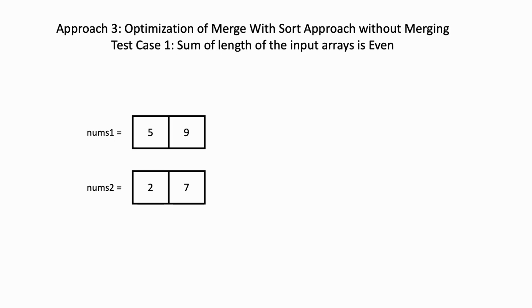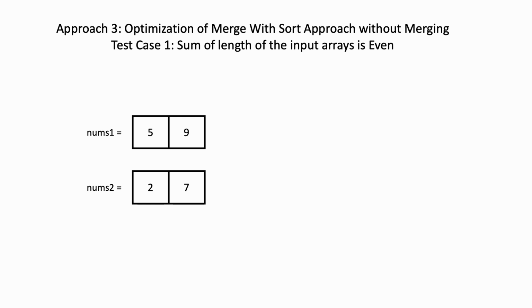Let's look at approach number 3, which is a space optimization of the previous approach number 2. We will call this the optimization of merge with sort approach without merging. This approach 3 is better than approach 2 in terms of space complexity. In terms of time complexity, this approach 3 is slightly better than the previous approach number 2, but the time complexity of both approach number 2 and approach number 3 is linear.